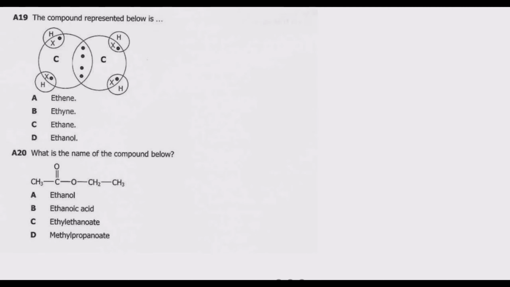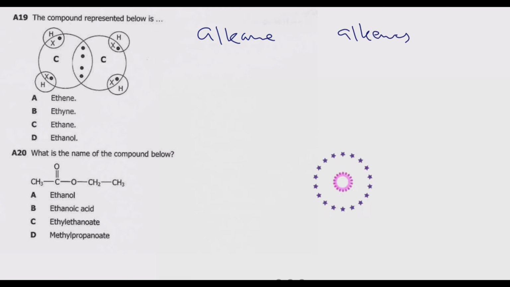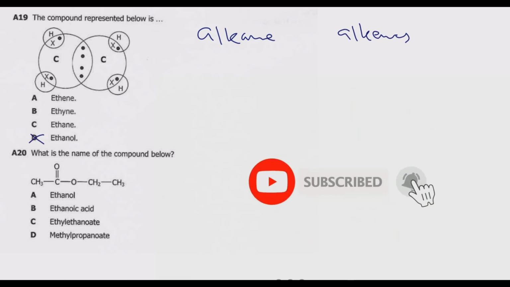The compound represented below is? So we need to identify this compound. We have A, ethene, B, ethyne, C, ethane, D, ethane. If you look at the compound, you notice that it is a hydrocarbon, which is a compound that contains only carbon and hydrogen. And these compounds only belong to two groups here, which are alkanes and alkenes. So this tells us D is not correct.